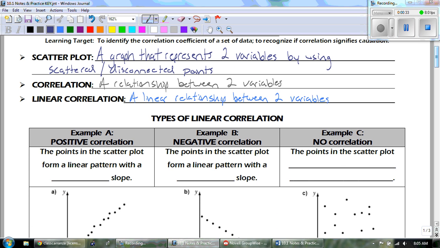A scatter plot. Hopefully you've seen these types of graphs before. It is a graph that represents two variables by using scattered, disconnected points. Okay, that's very important. They are disconnected. Correlation is a relationship between two variables. You're going to hear that word, and linear correlation, a lot. Linear correlation is a linear relationship between two variables. Okay, so if you need a little bit more time writing those down, please pause the video.